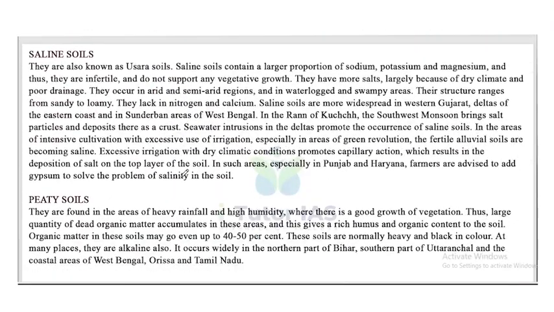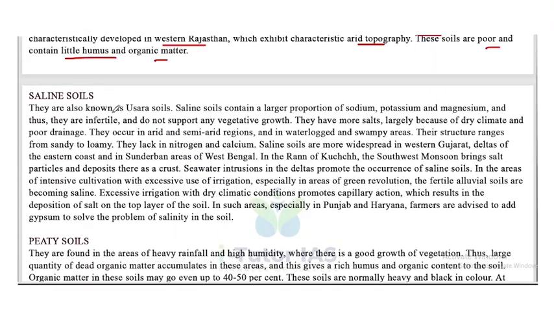Next one is saline soils. They are also known as Usar soils. Saline soils contain a large proportion of sodium, potassium and magnesium, and they are infertile. They do not support any vegetation growth. So the saline soils, also known as Usar soils, contain large proportions of sodium, potassium and magnesium, and they are infertile and do not support vegetation growth.